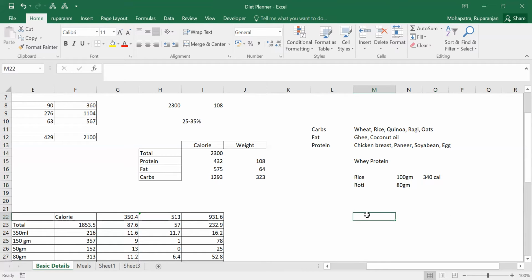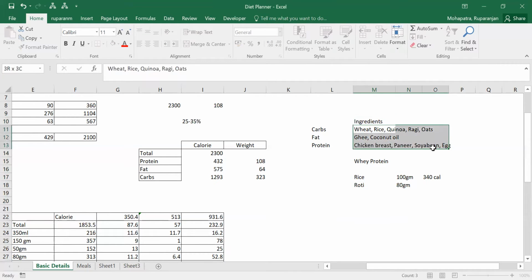So your ingredients are given. These are the ingredients, all right. So your ingredients are given, so you can make anything. You may make paneer sabji or soybean or eggs or chicken.